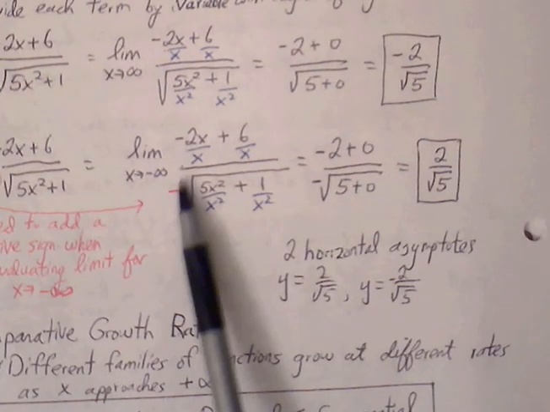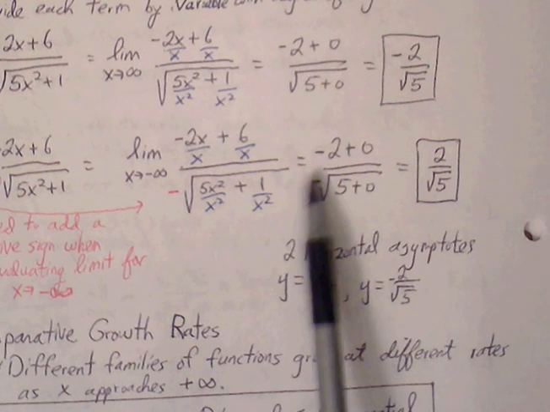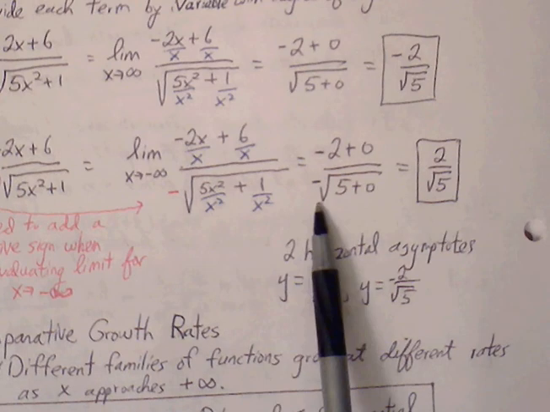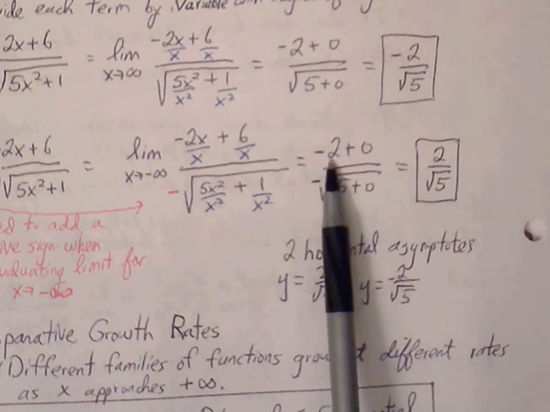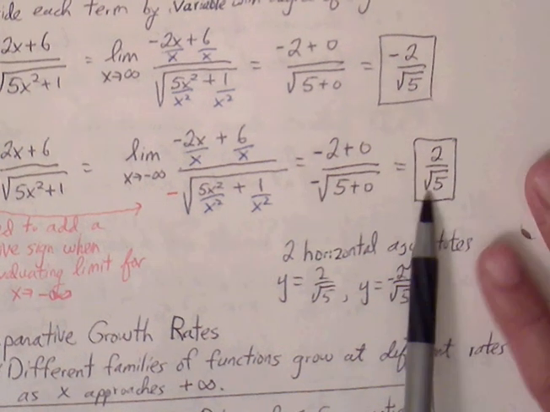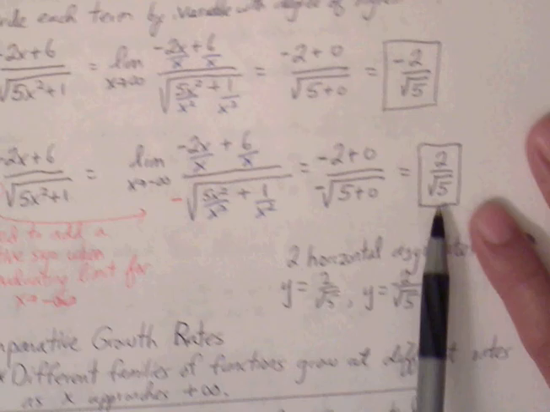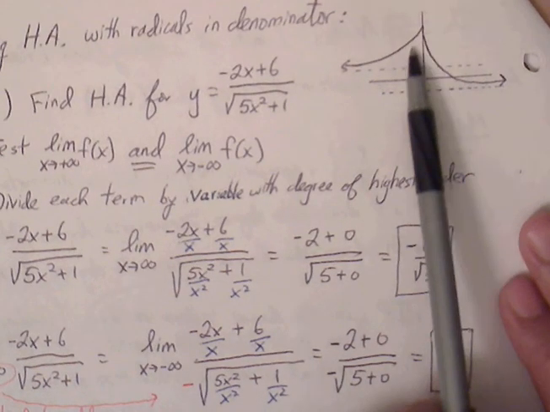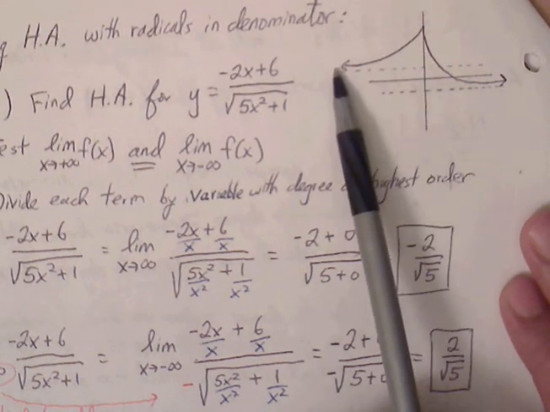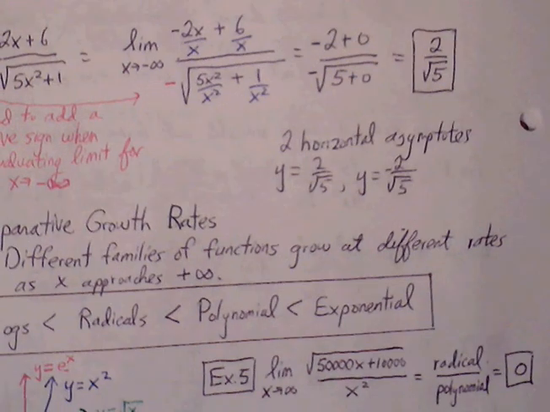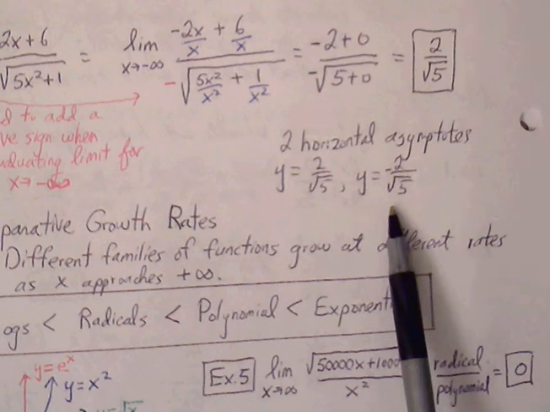We have negative 2x over x is negative 2, plus 0, over root of 5 plus 0. So negative 2 over negative root 5 gives us positive 2 over root 5. So there's a positive. Now this is a very small positive value, and that's shown by this portion of the graph here. So there are two horizontal asymptotes for our graph: y equals 2 over root 5, and y equals negative 2 over root 5.